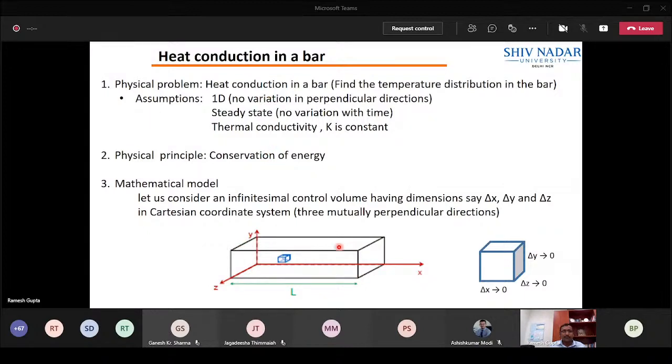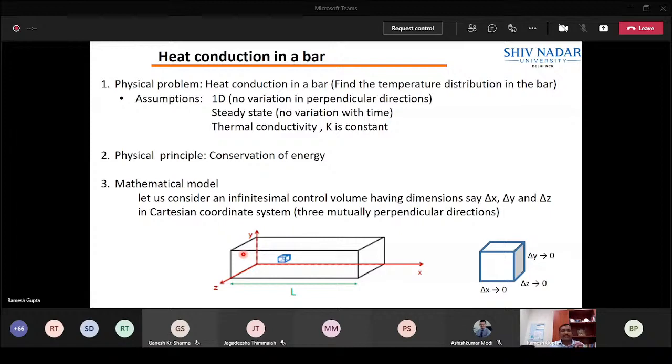Let's say this is my wall, and I want to find the temperature distribution in it when I have a given heat source. I want to see, based on the thermal conductivity, how the distribution varies from one end to the other. This is the physical problem in hand.